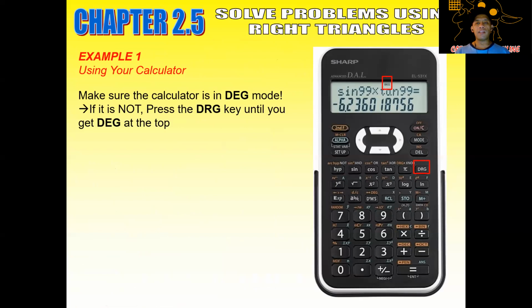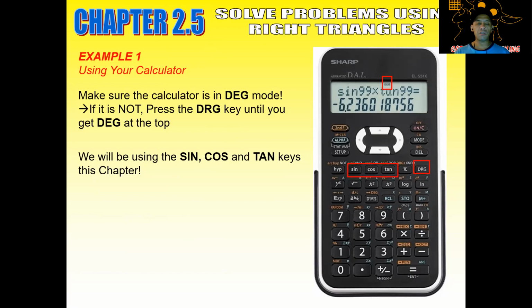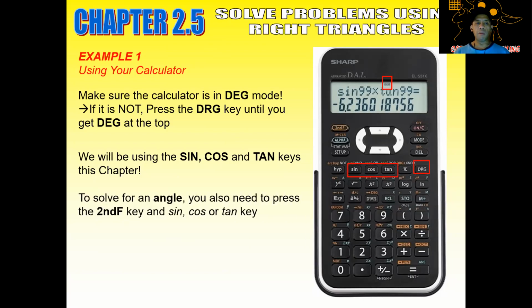In today's lesson, we will be looking at the various ratios with the information that's given to us in a word problem. We'll explore all three ratios in one lesson so you can see exactly what tool to use for what type of information given to us. Those are the three keys we've been using for the last two lessons, including today. Remember, in order to solve for an angle, you also have to press the second function key to take the inverse of any of those three trig ratios, and that will solve for the angle.